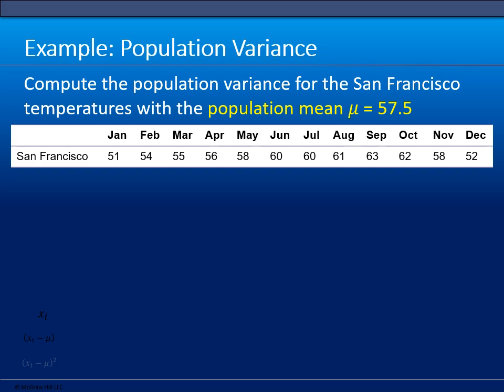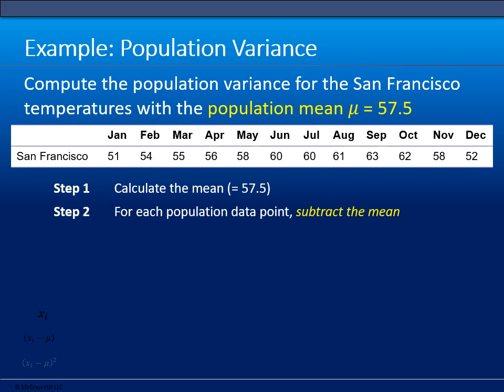So let's look at an example here. We want to calculate the population variance for the San Francisco temperatures with the population average being 57.5. So if we added these all up and divided by 12, we'd get 57.5. Now remember, for the population variance, we take each of these values, subtract the mean, and square it, and add them all together. Okay.